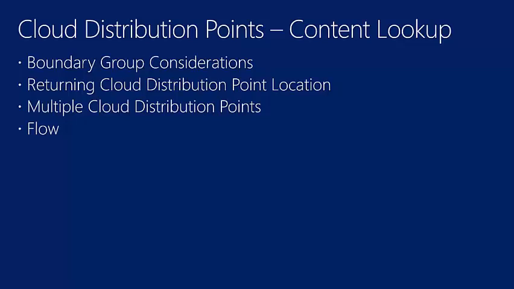So the cloud distribution point will be returned as a content location. Again, preferred distribution points will always win. Cloud distribution points are only returned if the on-prem are unavailable. And also, cloud distribution points will always be considered remote and will be the last in the prioritization options. You can have multiple cloud distribution points if you want to.